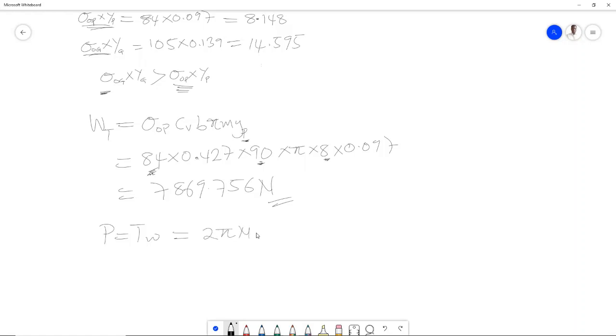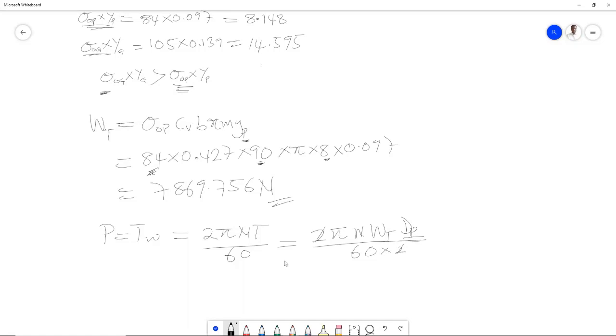So we have 2 pi N T on 60. Is that correct? Okay, T here is the torque, and we determine the torque from the transmitted load, or the tangential load, times the radial distance to the center of the gear, which is half the pitch circle diameter. All right, so we can also say that this is equal to 2 pi N, then the T, we have W_T times D_P on 2, divided by 60. All right, so this and that will go.